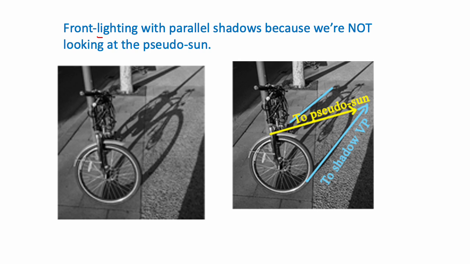This is an example of front lighting with parallel shadows because we're not looking at the pseudo-sun. So the light is behind our left shoulder, going down like this to the pseudo-sun, while the shadow vanishing point goes up toward the horizon. And you can see that these shadows of the bike are relatively parallel because we're not looking at the pseudo-sun.